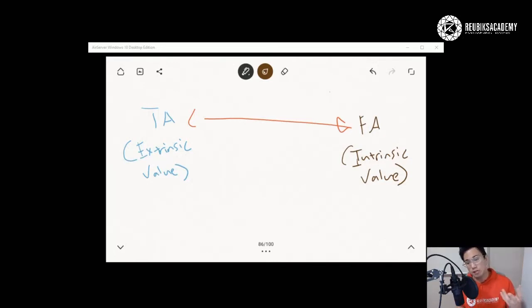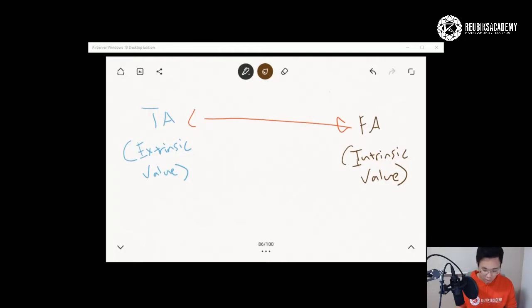Because if you are led by a bad leader, the company is not going to go anywhere, no matter how good the resources it has. The leader, the core management, the executive management is one of the biggest factors, if not the biggest factor. So all these other things add up to FA, and TA is just the chart.